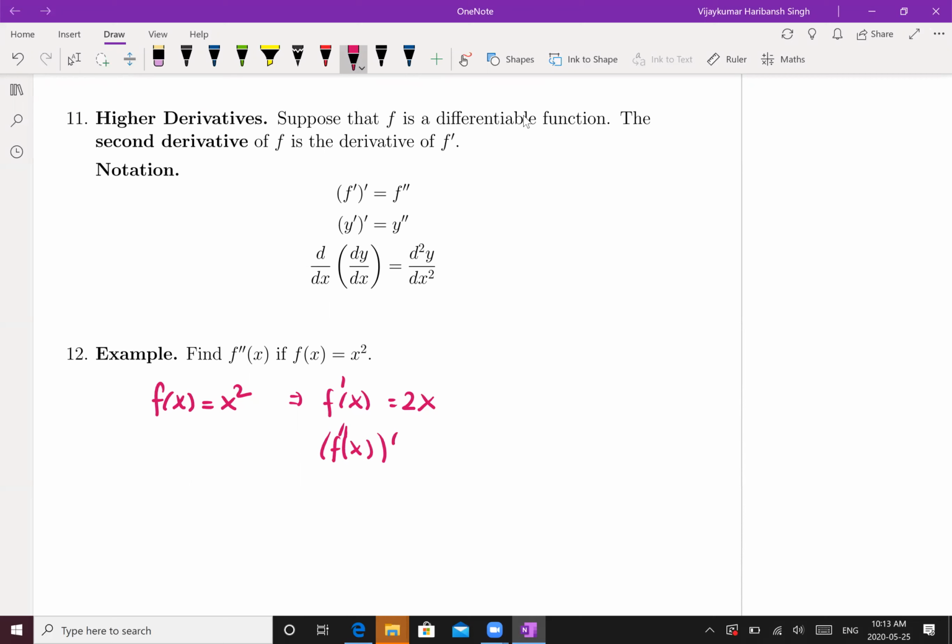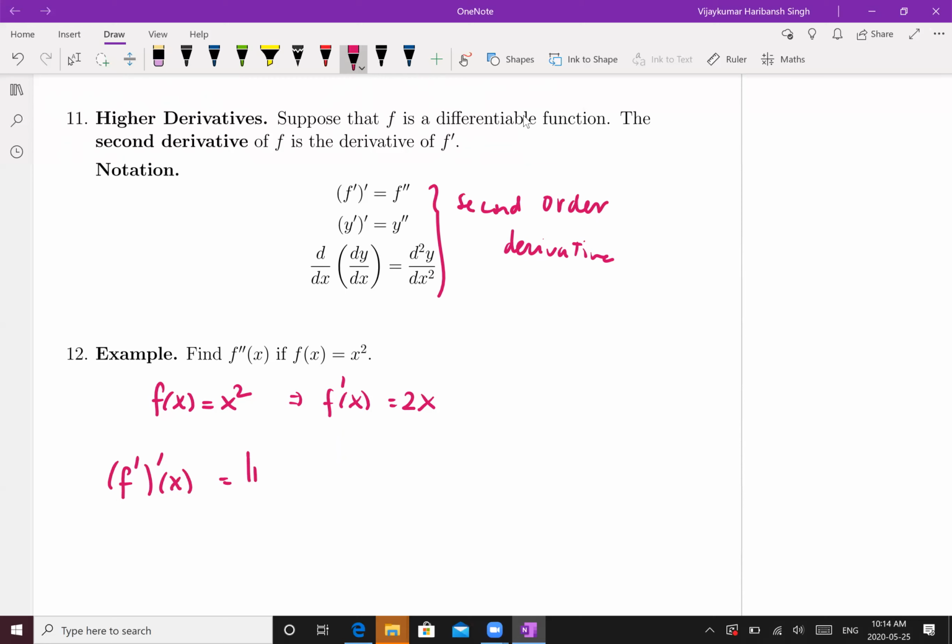So first of all, f prime prime is f double prime. So this is the second order derivative. There are various notations for it. You can write y prime prime or y double prime. And then another notation is d by dx of dy by dx, which is d squared y by dx squared. So we already have seen f prime of x is 2x. Now what about f double prime of x?